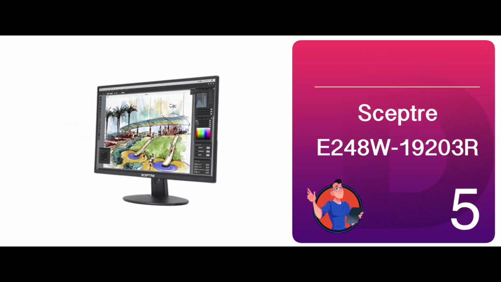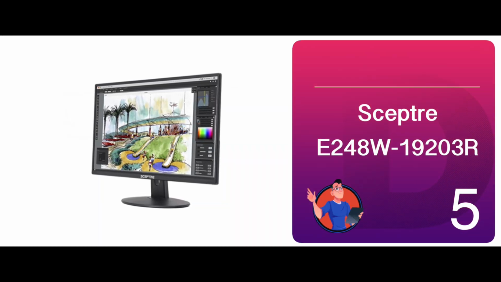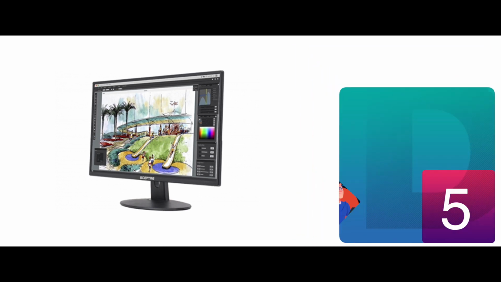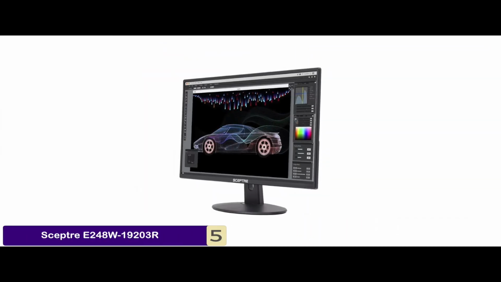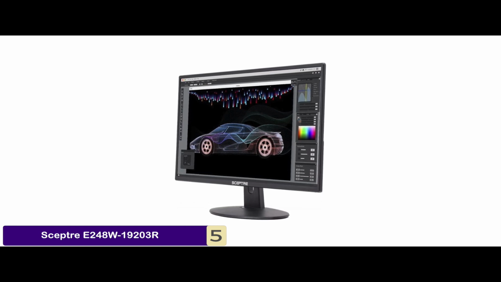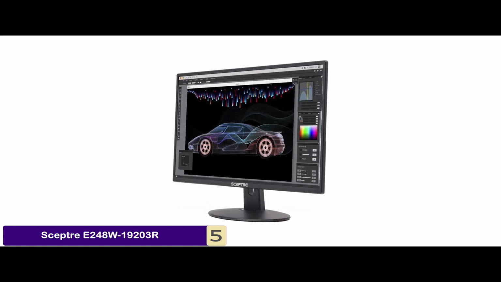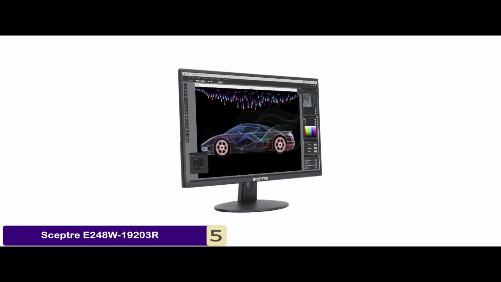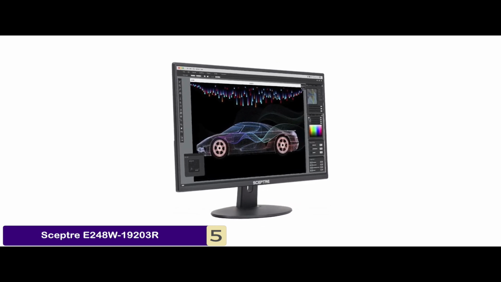First, we have the Sceptre E248W19203R. It stood out to us due to its highly functional and modern design. It isn't just stylish, but also packs some great features normally limited to many higher-end products. They consider it to be one of the best options out there.